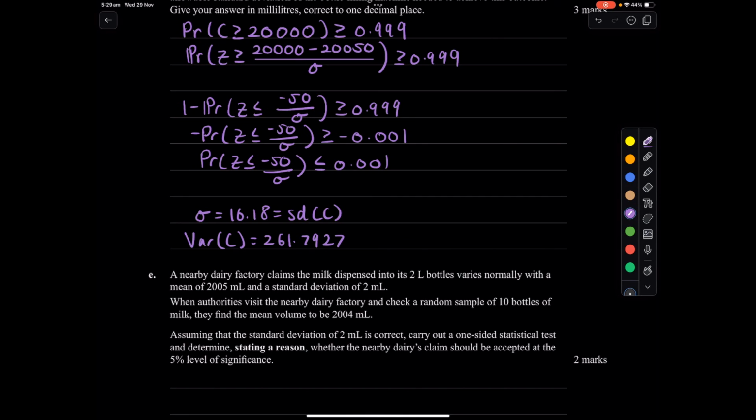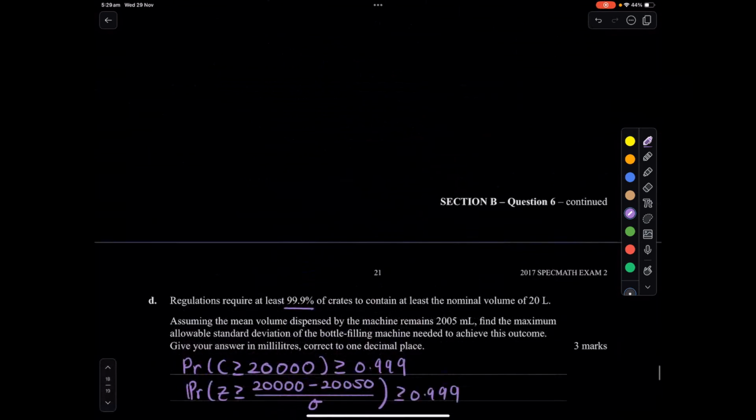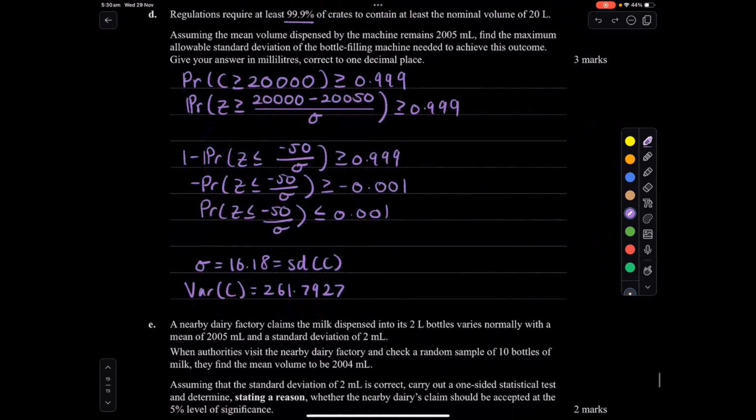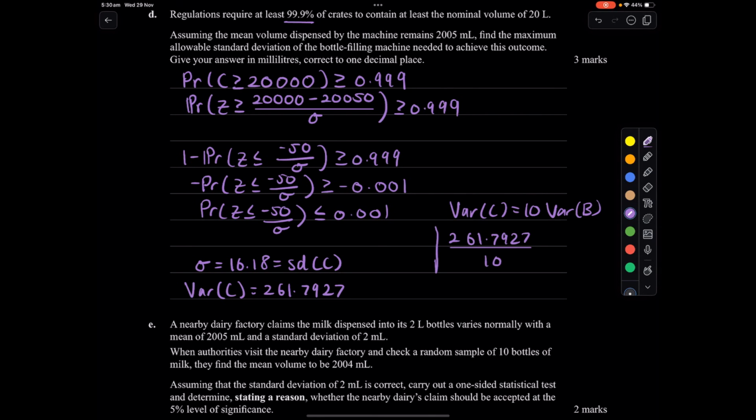So we squared it, and because we're just using this formula, again, we're just going backwards pretty much. We know that the variance of C is equal to 10 times the variance of B. And we want that variance of B, so it will be 261.7927 divided by 10, and that will give us the variance of B. And imagine square rooting that whole thing, and that will give us the standard deviation of the bottle filling machine.